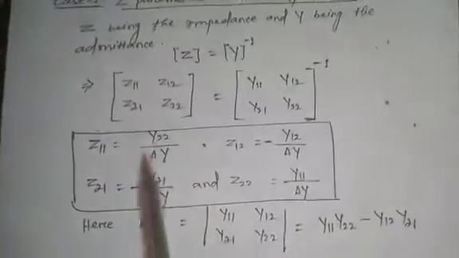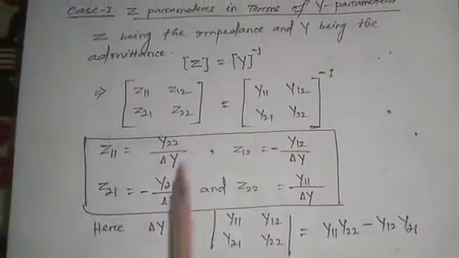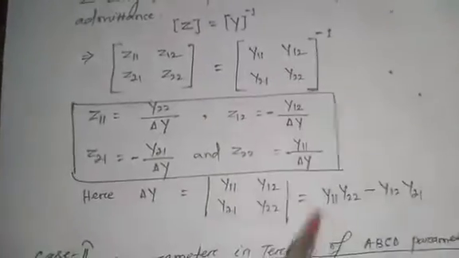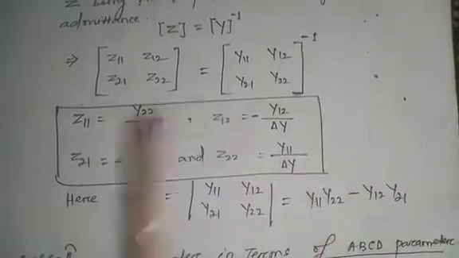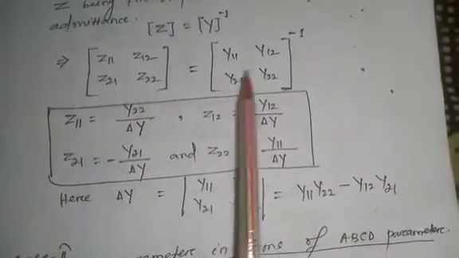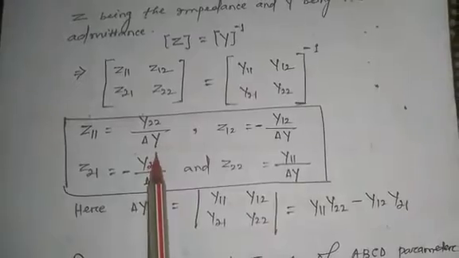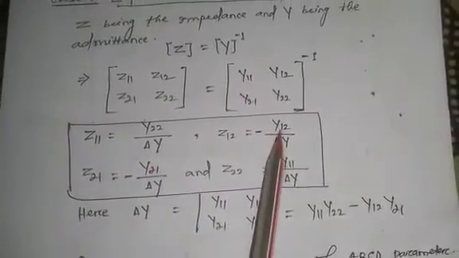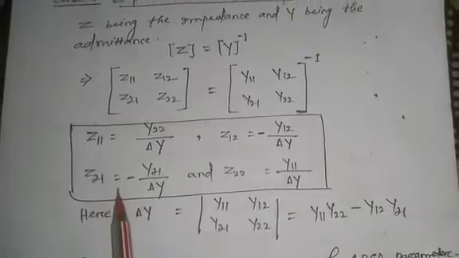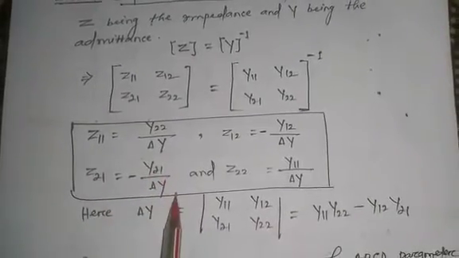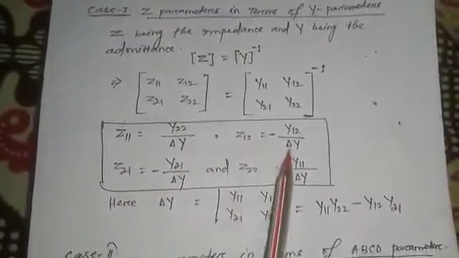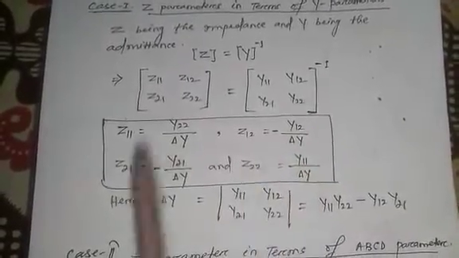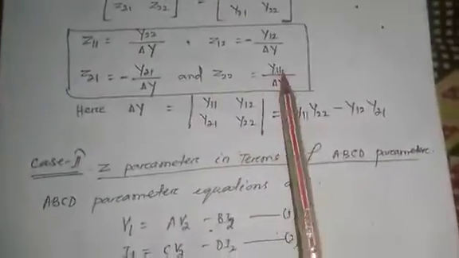In this way, what is the determinant of this matrix? Delta y, the determinant of this matrix, is equal to y11 into y22 minus y12 into y21. In this way, you calculate z11 is equal to y22 divided by delta y, z12 is equal to minus y12 divided by delta y, z21 is equal to minus y21 divided by delta y, z22 is equal to y11 divided by delta y. That is the Z parameter in terms of Y parameter. Suppose Y parameter is given, in this way calculate the Z parameter by using this formula.